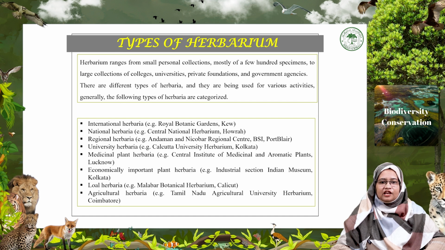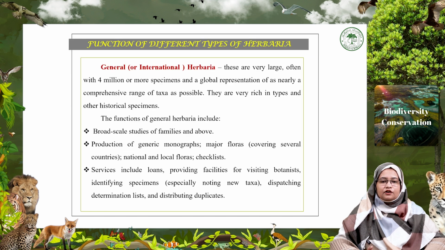Then economically important plant herbaria, like the industrial section in the Indian Museum in Kolkata. Then local herbaria, that is the Malabar Botanical Herbarium in Calicut. Then agriculture herbaria, that is based in Tamil Nadu, the Agricultural University Herbarium, Coimbatore. So these are the different types of herbaria depending upon their regions and their use in particular institutions. Now moving towards the function of these different types of herbarium.